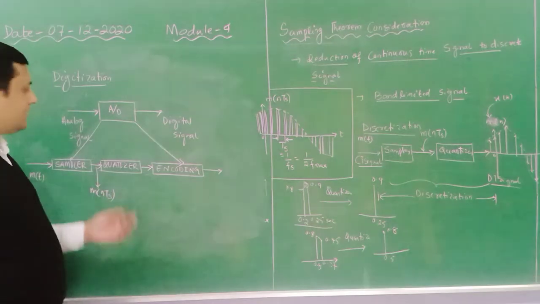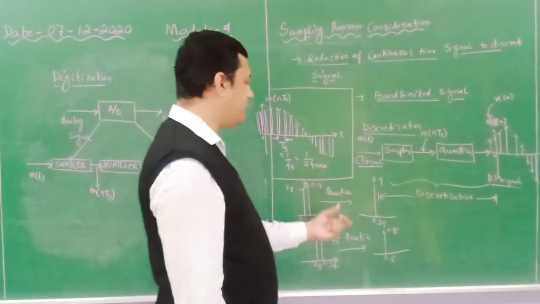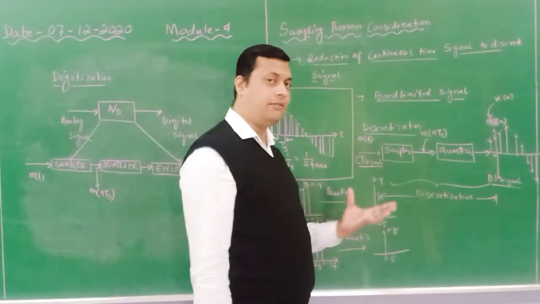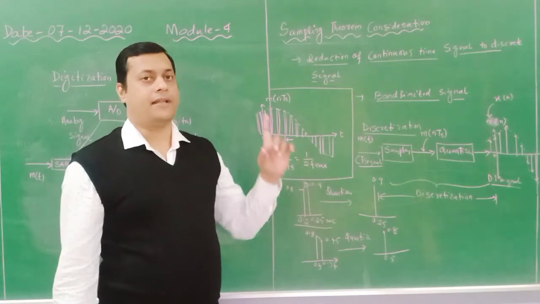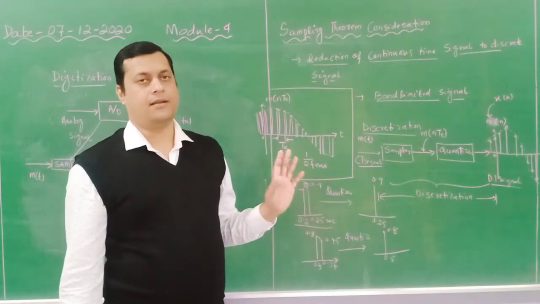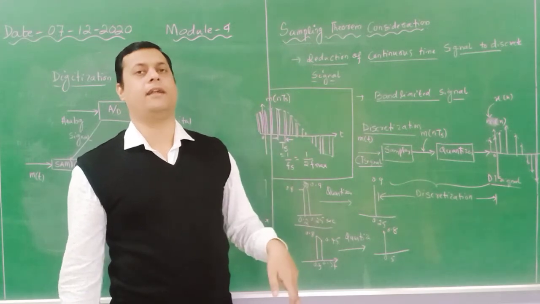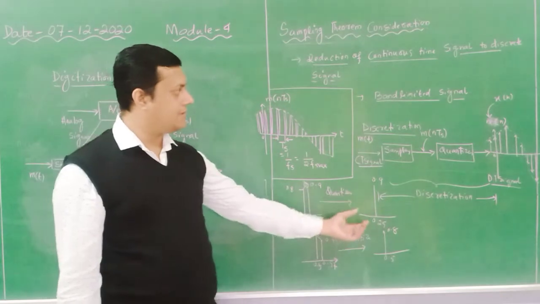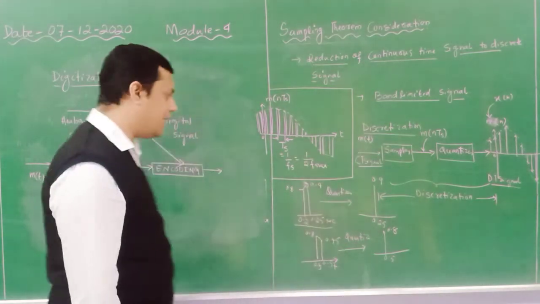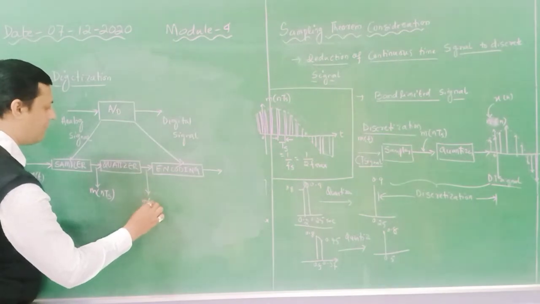Now output of sampler, when it is entering to the quantizer, as we have discussed, the sampled signal will become a compact signal. It will identify the peak amplitude of a sample. After identification of peak amplitude, it will identify its corresponding time period. So corresponding position is this. Like this, you will get your discrete signals. So output of quantizer is m(n).